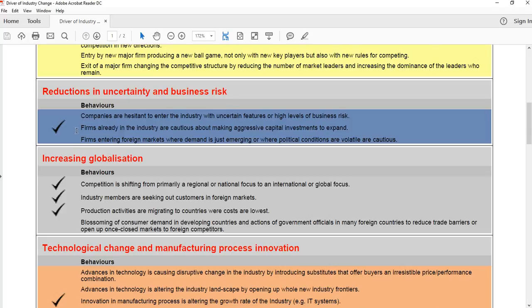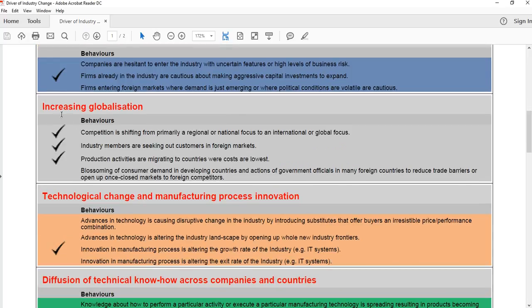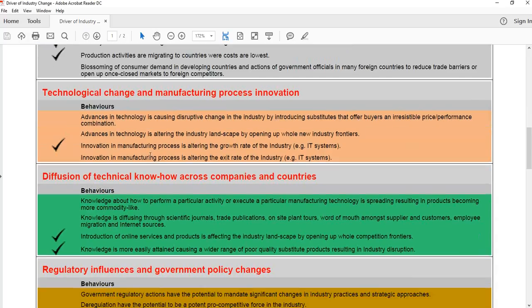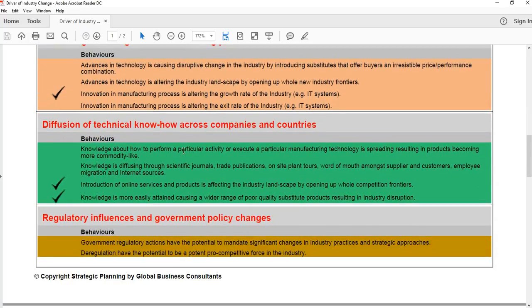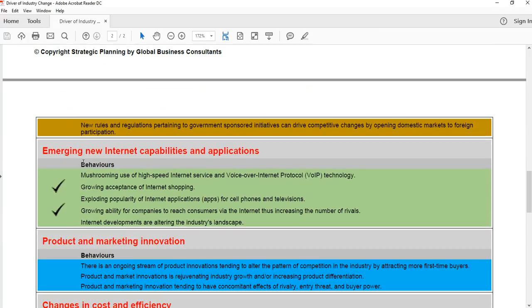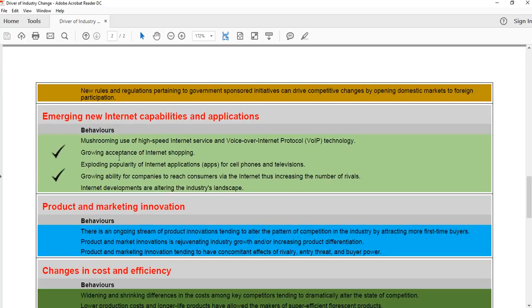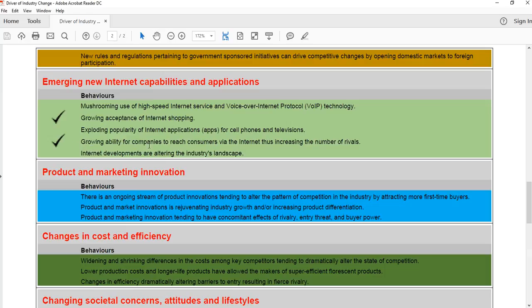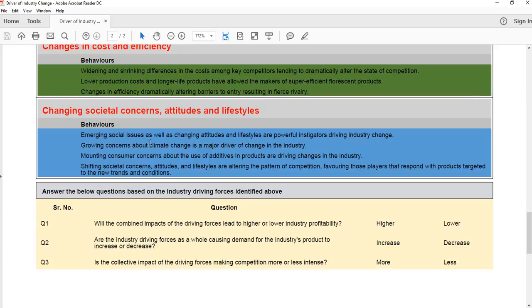Reduction in uncertainty, so firms are not investing significantly into the industry. Increasing globalization, again, bad for us. Technological change, good for us. Diffusion of technical know-how, both good and bad again. And in terms of emerging new internet capabilities, growing acceptance of internet is good for us, and growing ability for companies to reach consumers via the internet, again, that's good for us.